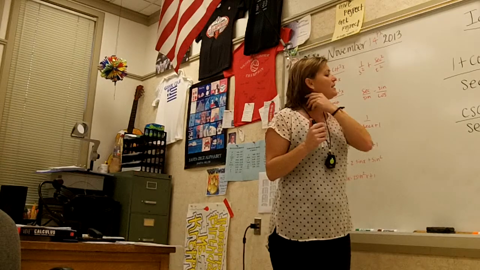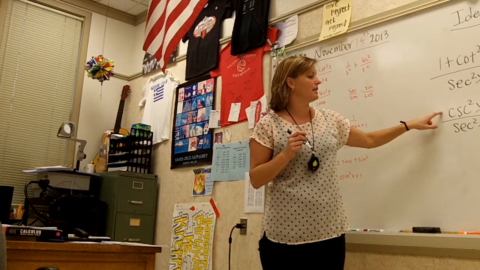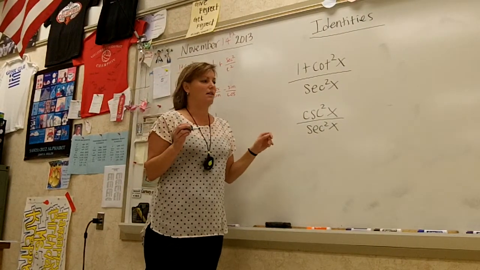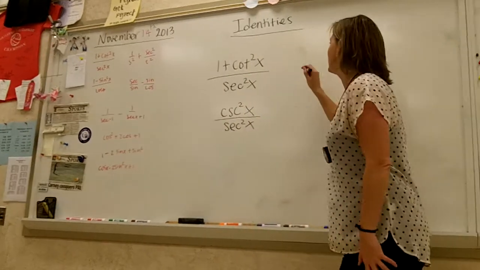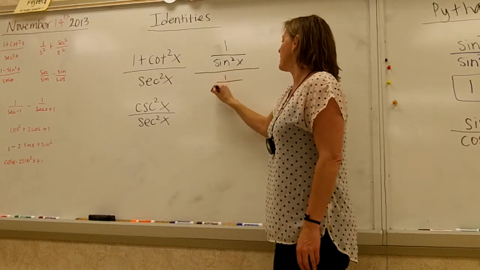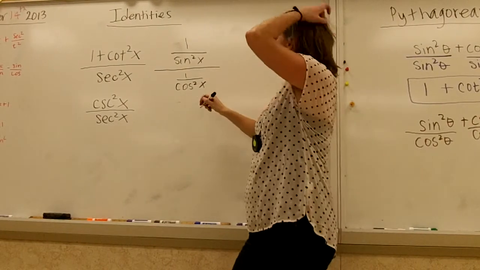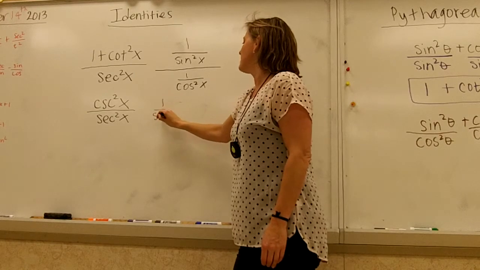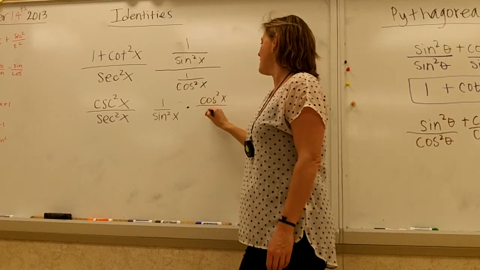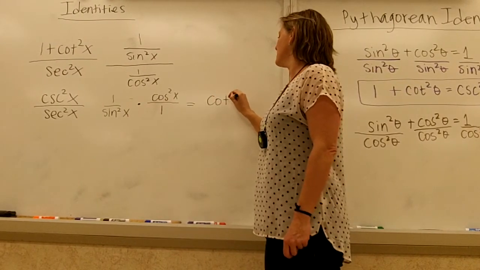Now when I have things written like this, a lot of times things will cancel out and this will end up being a tangent or a cotangent, because I know this is really sines and cosines. So I'm going to rewrite this in terms of sines and cosines and see if I can simplify it. That's 1 over sine squared x divided by 1 over cosine squared x. I have a fraction divided by another fraction, so that's multiplying by the reciprocal. So 1 over sine squared times the reciprocal of the bottom.